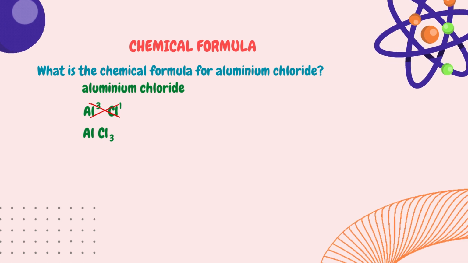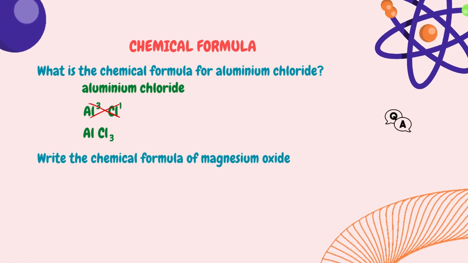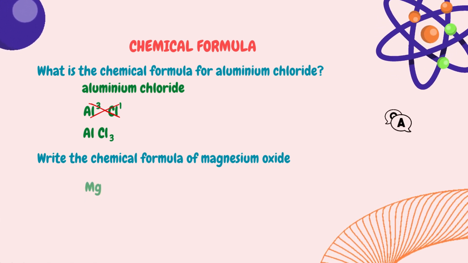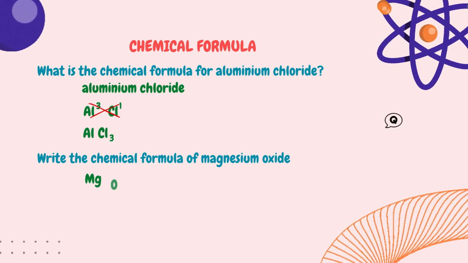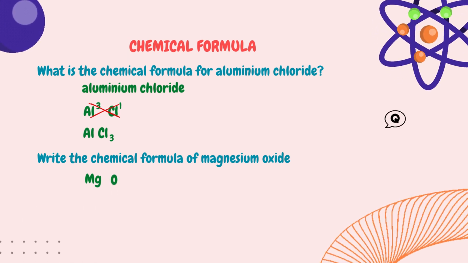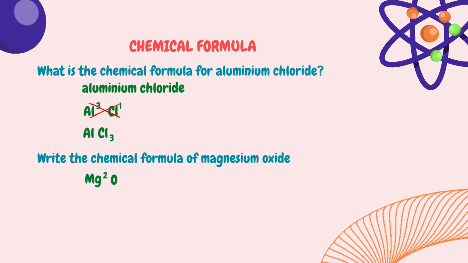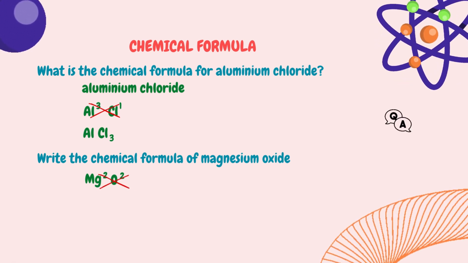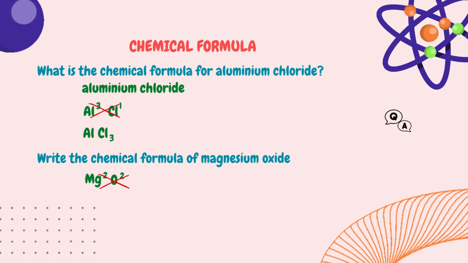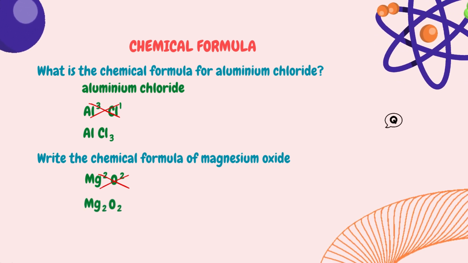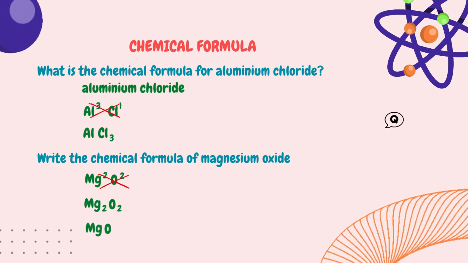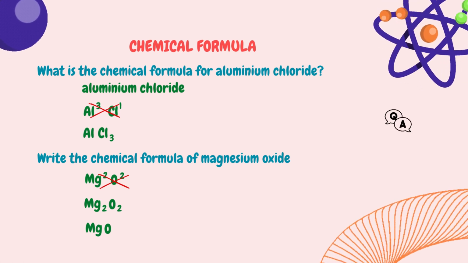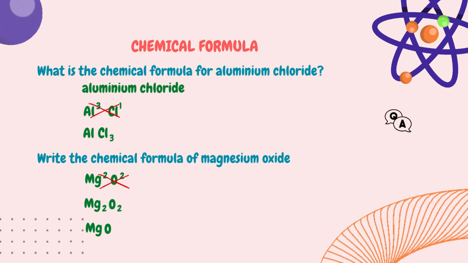Another example, write the chemical formula of magnesium oxide. The chemical symbols for elements in magnesium oxide are Mg for magnesium and O for oxygen. The valence number of magnesium is 2. The valence number of oxygen is 2. Finally, we cross over the valence number of these elements. This becomes Mg2O2. This should further be reduced to MgO by canceling the 2's. Therefore, the chemical formula of magnesium oxide is MgO.